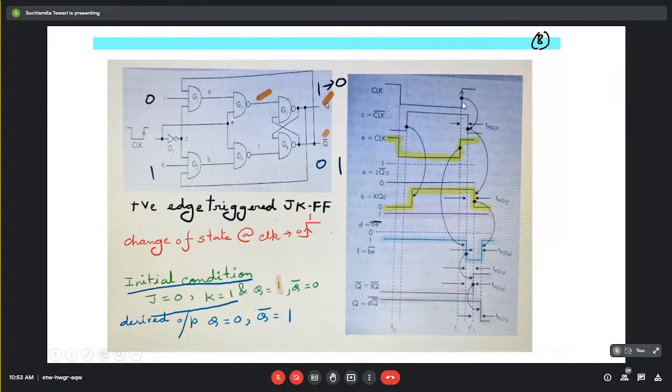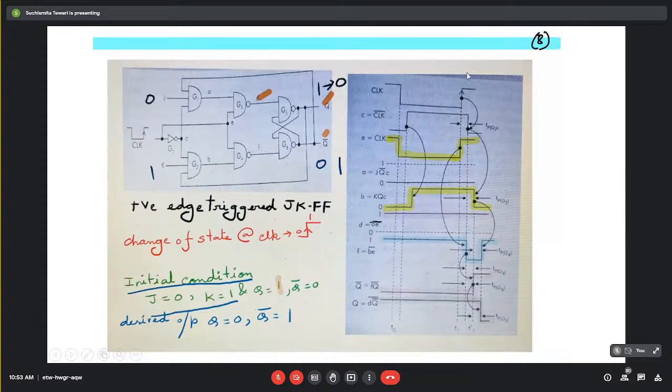Now we have to show that at this edge, the change of state is taking place. That is, Q is changing from 1 to 0 and Q bar is changing from 0 to 1. Why? Because the previous state is given as 1 and 0. If the previous state were 0 and 1, then the output should be maintained after this positive edge. So depending on that, we will draw the entire waveform.